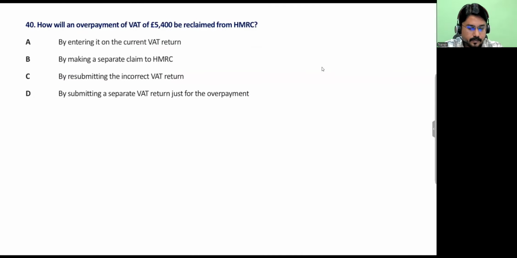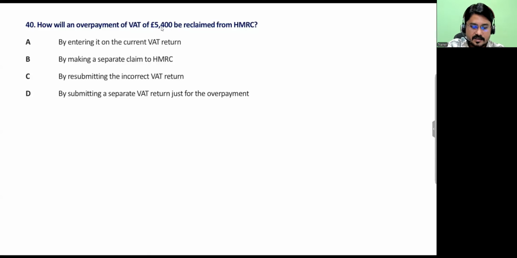Last question. What has the examiner asked in this question? How will an overpayment of VAT of 5,400 be reclaimed from HMRC? Let's say in one quarter you have overpaid to HMRC. So what's the procedure for reclaiming that? A is the procedure for reclaiming that, by entering it on the current VAT return. It has already been paid. It has already been made in the past. How will we be reclaiming that?